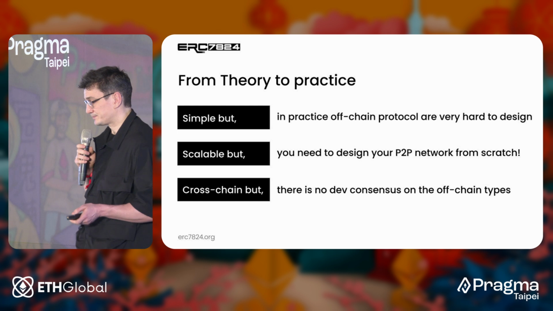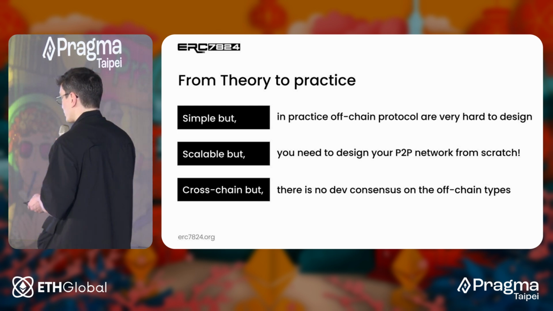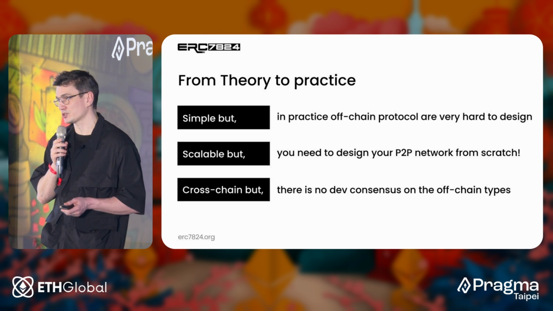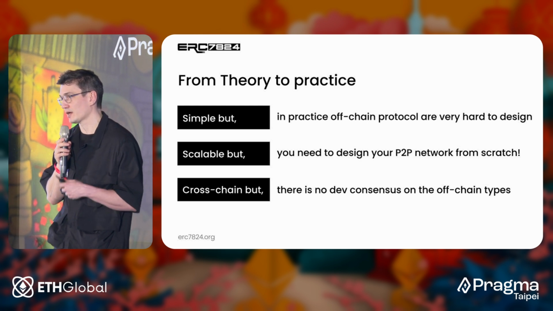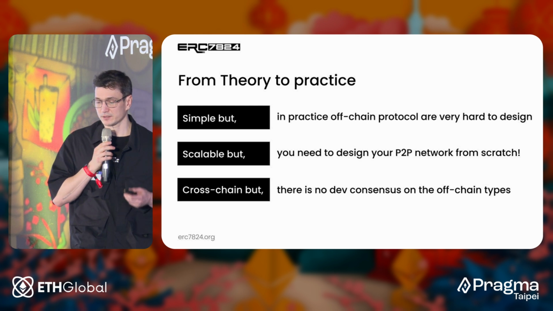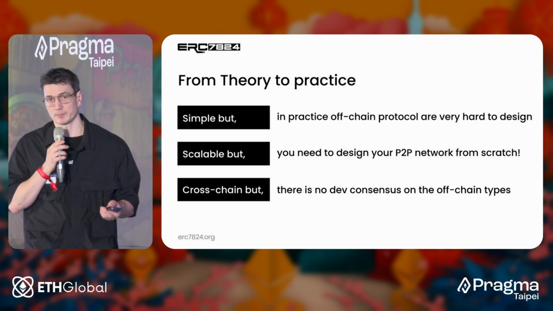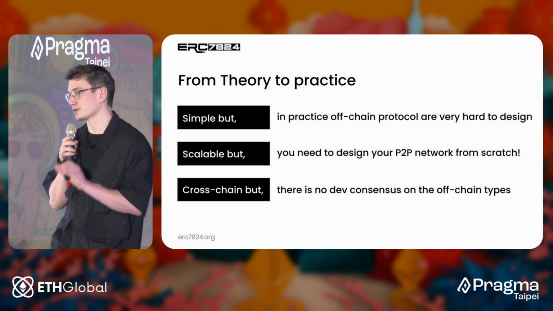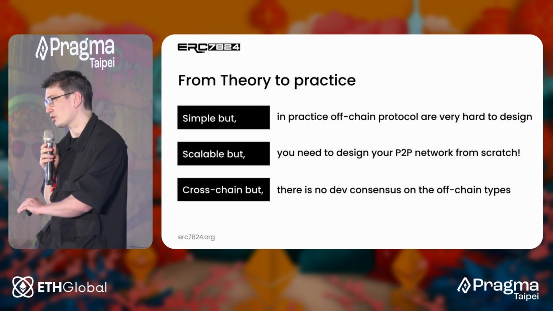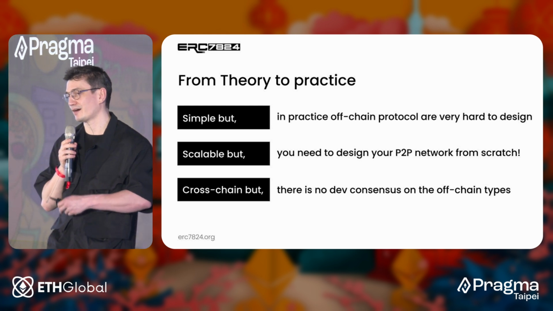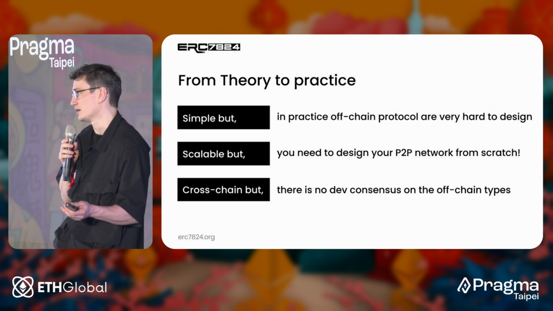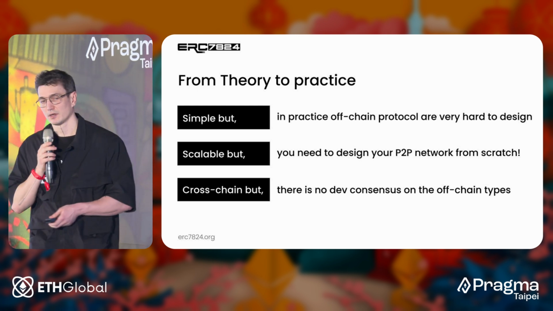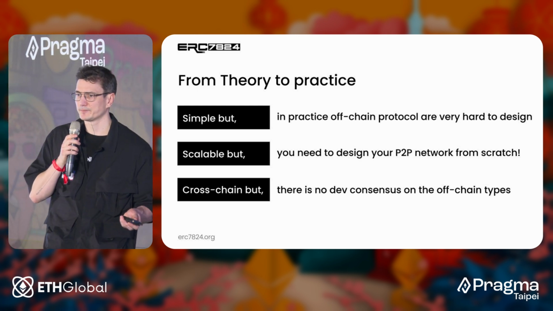It's cross-chain, but there is no developer consensus on what a state channel is, how we should describe it, and what the types are. This is one of the big pain points of the practice. As long as there is no chain-agnostic cross-chain norm, state channels are hardly cross-chain because everyone uses another language to express it.